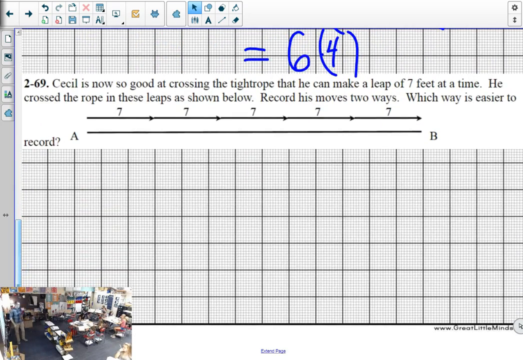So for 69, help them out with this one. 2 different ways at least. You can do more than that if you want to be creative. 2 different ways at least.